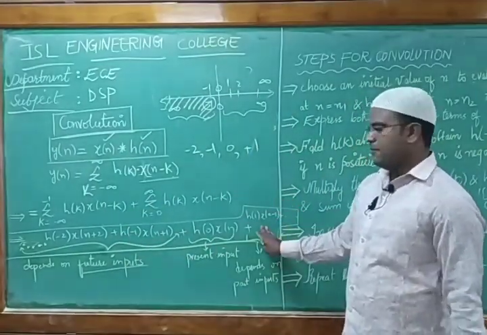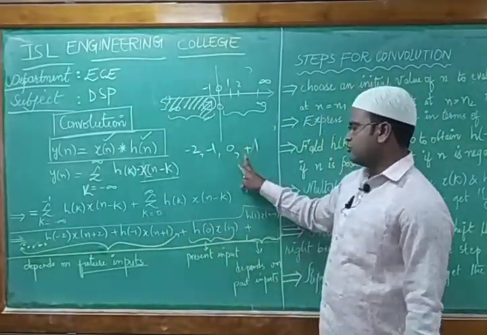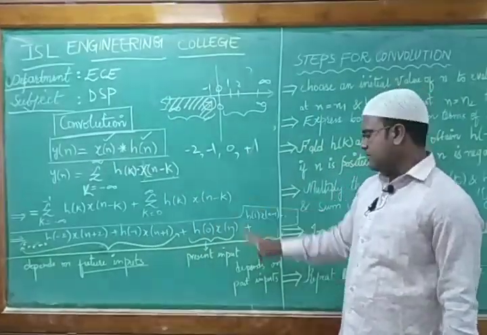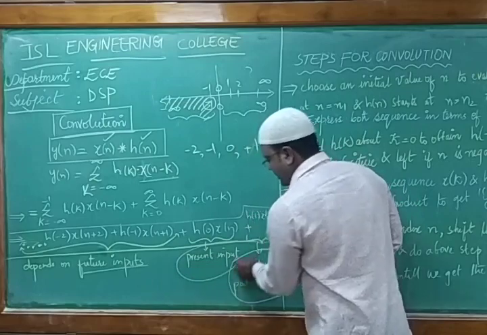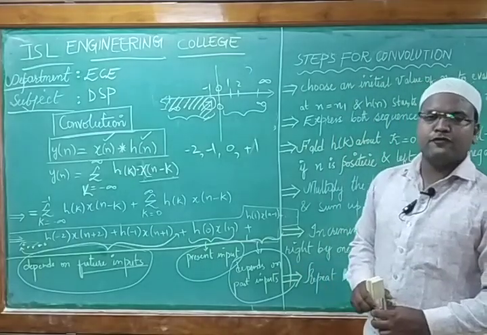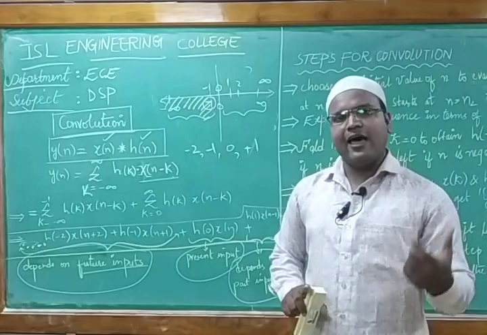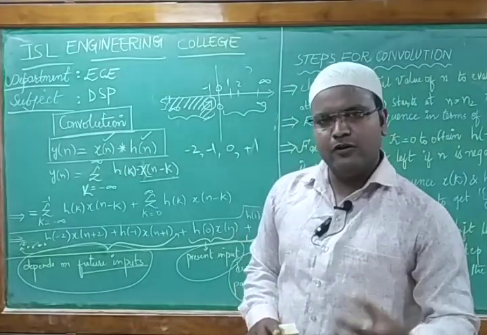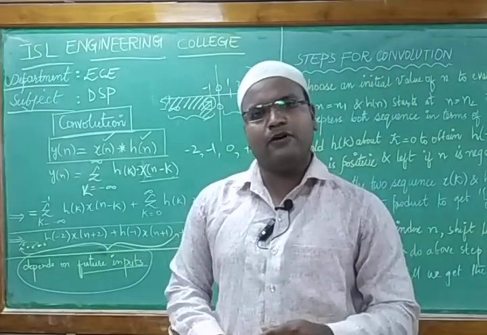Next we are proceeding with the past inputs. For that reason, after k equals 0, the next value would be k equals 1. Substitute here, k equals 1, h of 1, x of n minus 1. That means it depends upon the past input. So we have all these particular values. For this reason, we can say that the linear convolution depends on the past input, future input, and present input. Based upon these three considerations, you can find out the value of the two signals which are being convolved with each other.